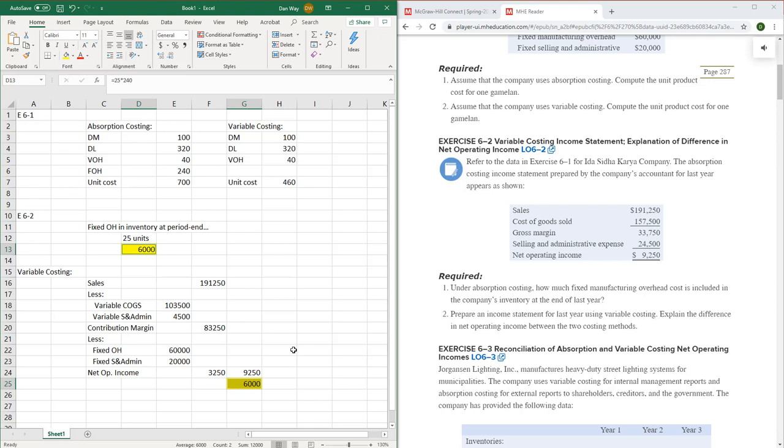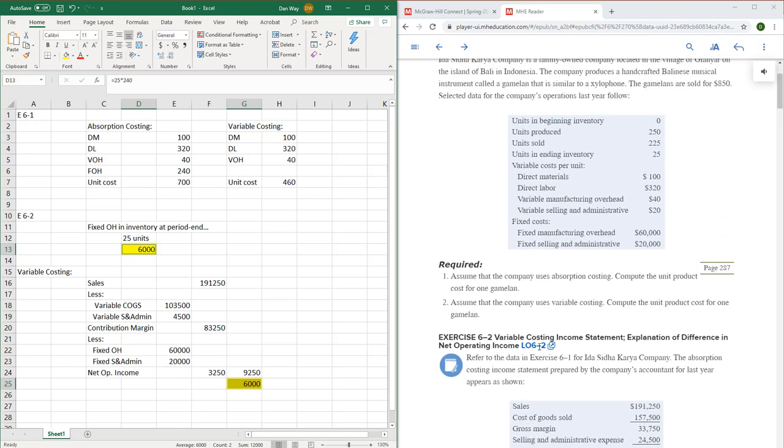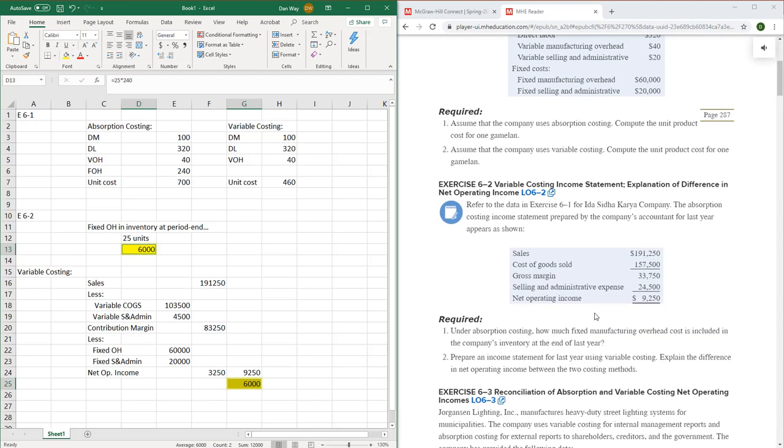Where we said when production and sales are not equal, we're going to have a difference in income between the two costing methods. If production is greater than sales, as it is here, that means we're increasing our inventory levels and we're deferring some inventory costs, some fixed overhead costs in inventory, that is. So our absorption costing net income is going to be higher than our variable costing net income.